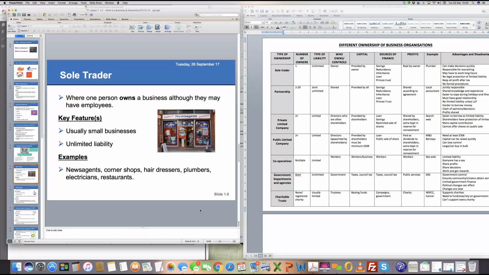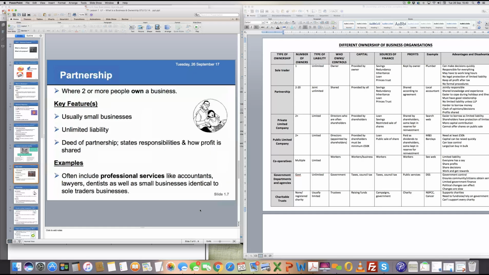Now, the second type of business is called a partnership. Where do we look at partnership? Partnerships are where two or more people own a business. When you think of partnerships, you think of shared responsibility. If money is to be invested in the business, all the partners have to put in money because they want to be equal partners. That is how partnership comes across.